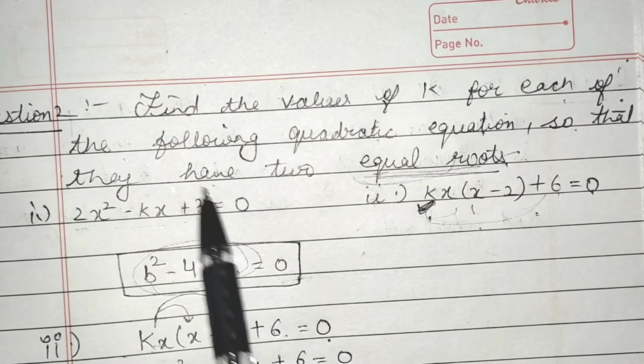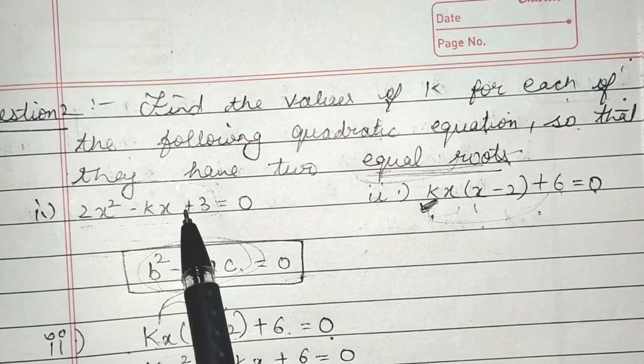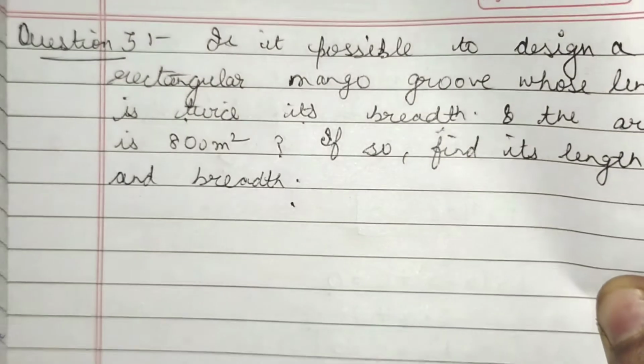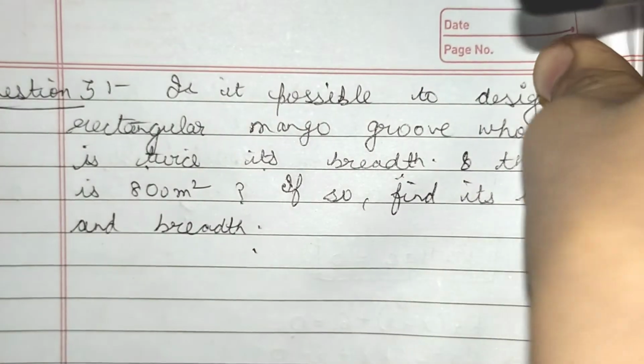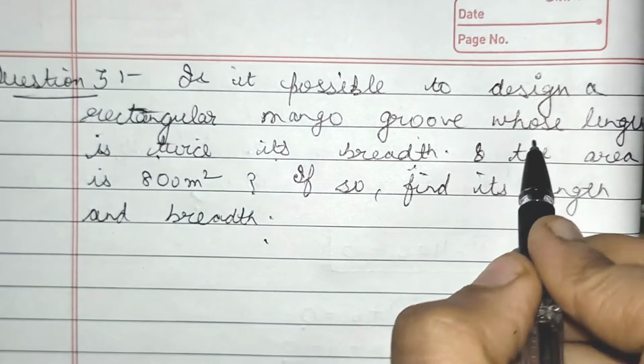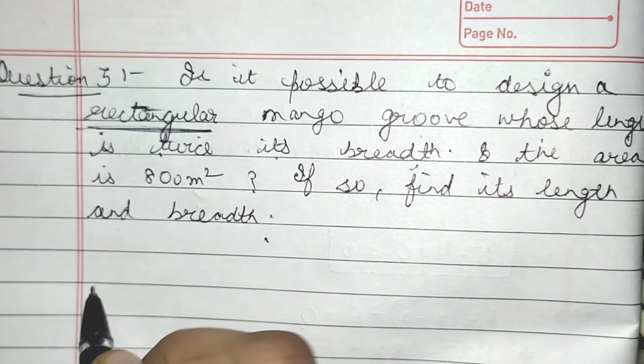Okay, for the first part also you have to follow the same steps. You have to find out b square minus 4ac and put that equal to 0. Let's move on to the third question, which says: is it possible to design a rectangular mango grove whose, so what kind of park? Again a real life example.